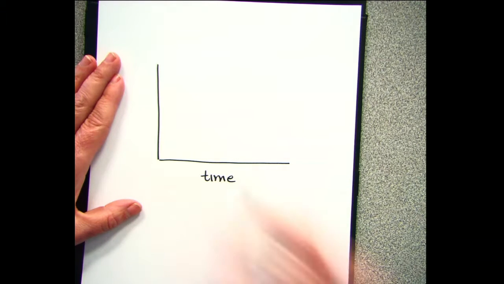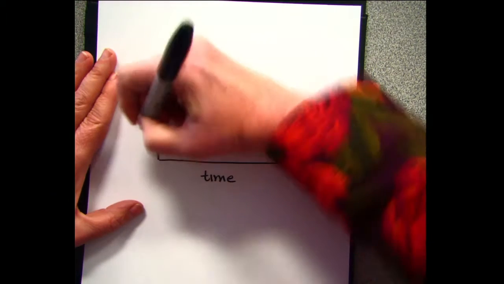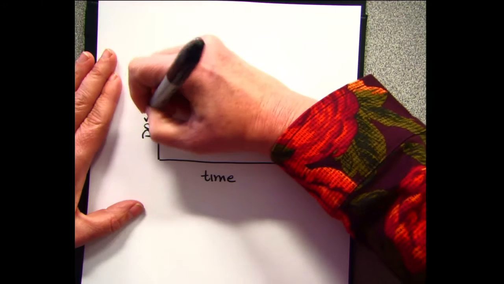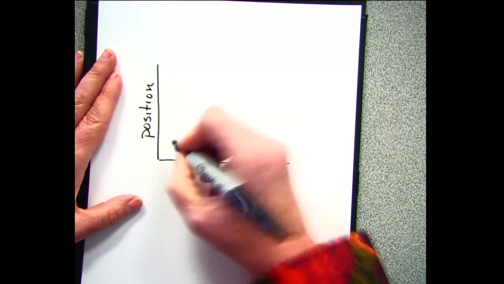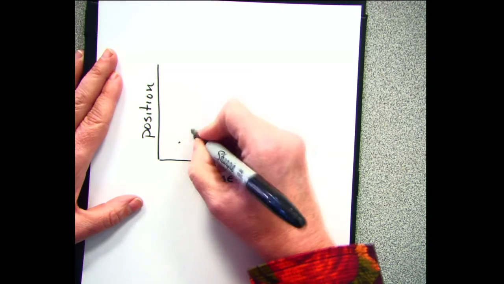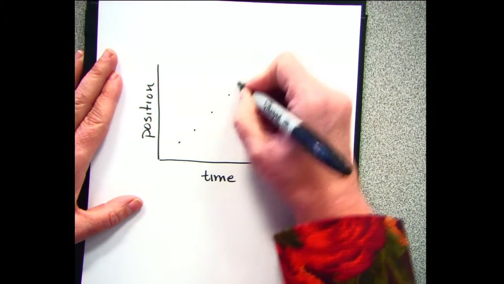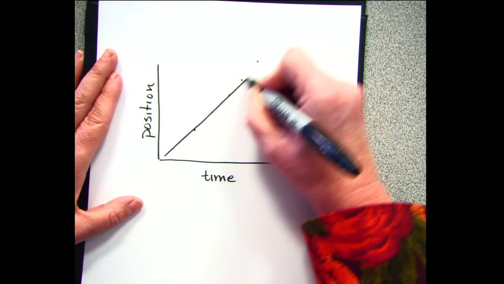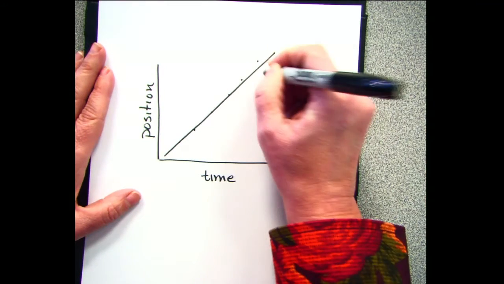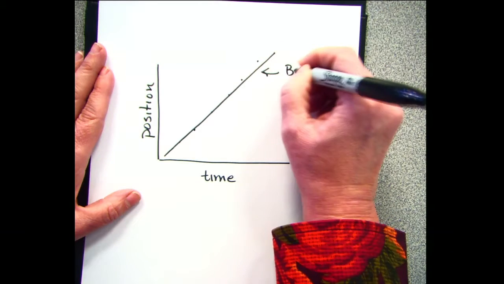I have some axis here, and I'm just going to say it's time. And I have some axis here, and I'm going to say it's position. I can put a lot of different things in there. And in math class, if I do something and have a nice straight line here, I get a nice straight line. And we do a best fit line, right? So we can call this a best fit line.